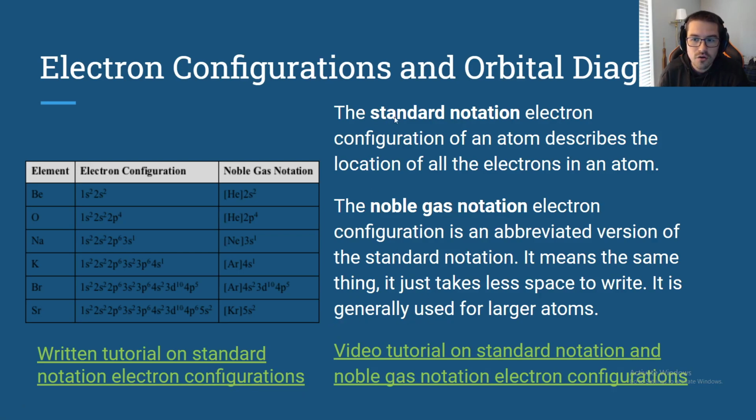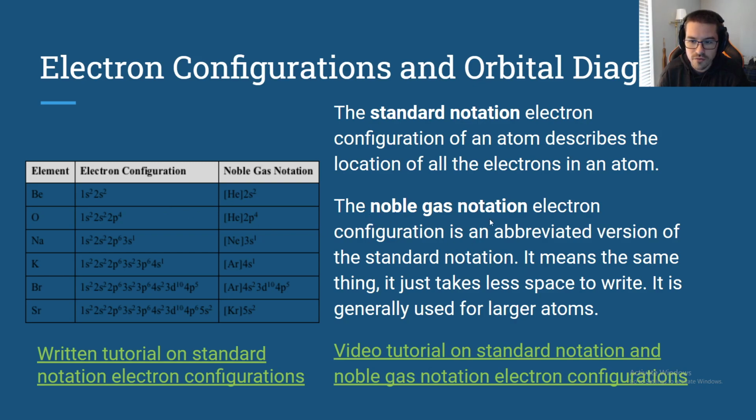The standard notation electron configuration of an atom describes the location of all the electrons in an atom. This middle column shows some examples of standard notation electron configurations for these different elements. It tells us where the electrons are in an atom. Okay, so like the 1s is the name of the orbital, and the little exponent there tells us how many electrons are in that orbital.